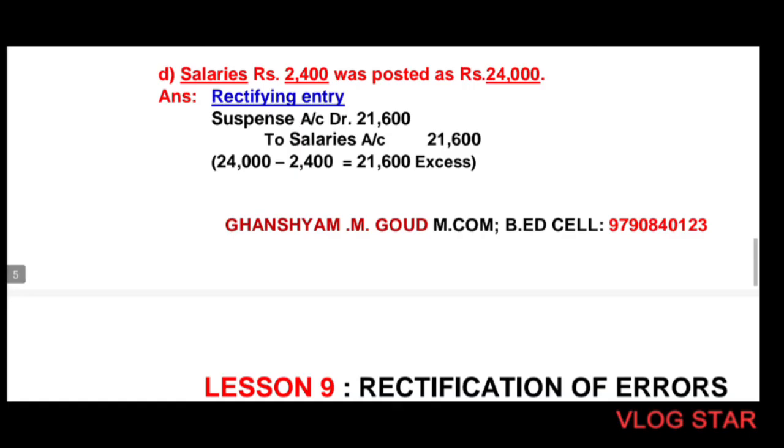Next question. Salary, rupees 2400, was posted as rupees 24,000. So instead of 2400, it is written 24,000. So it is more, excess. So we have to write the opposite entry. Salary is a debit balance, but to rectify it, we have to write on the opposite side, credit side. So the answer is suspense account debit 21,600 to salary account 21,600. 24,000 minus 2400, 21,600. The difference value we have to write in the answer.